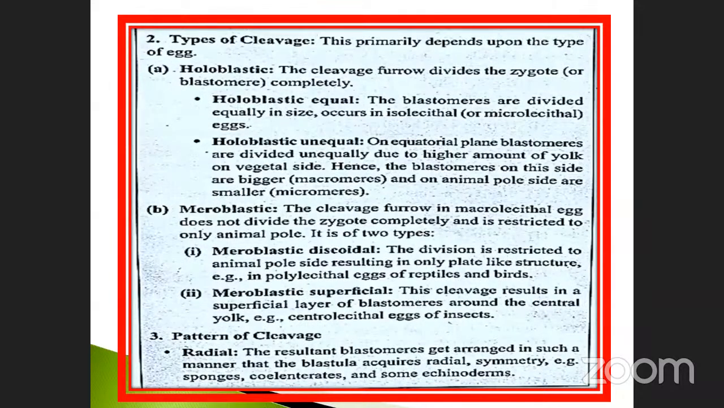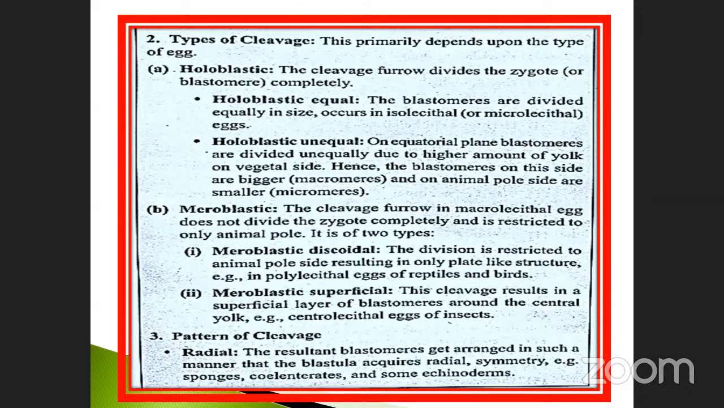Sometimes the division takes place such that the vegetal pole contains more yolk. On the other side, the amount will be less than that of the vegetal pole. One side will be higher and one side lesser. Such a type of division is called holoblastic unequal, because one side has a higher concentration and the other side a very low concentration. Hence, the blastomeres on the vegetal side are bigger macromeres, and on the animal pole side are smaller. The egg is divided into two sides. One is called the macromeres. What is the meaning of macro?